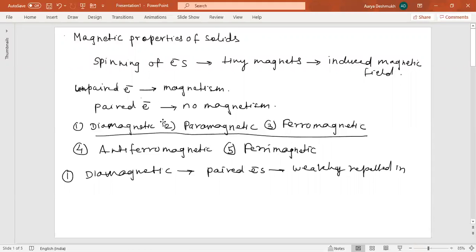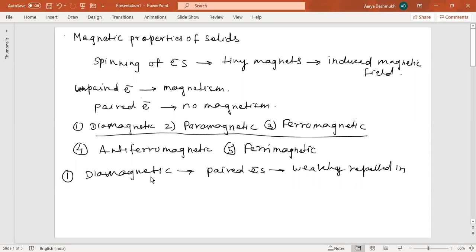If the spins are paired, the spin is balanced and no magnetic property is observed. Solids are classified depending on their magnetic properties as diamagnetic, paramagnetic and ferromagnetic. Up till here it is given in the HSC board 12th standard textbook, and two more are there, that is antiferromagnetic and ferrimagnetic. In this video I'll talk about diamagnetic, paramagnetic and ferromagnetic, and the remaining two we'll talk about in the next video. So what is diamagnetic?